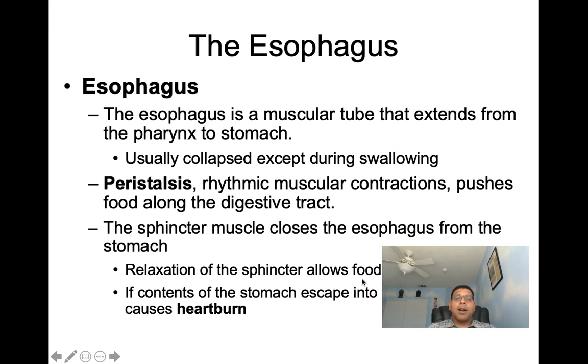Next, then, let's talk about the esophagus. The esophagus is going to be a long muscular tube that's going to pass from the pharynx through the thoracic cavity and the diaphragm and into the abdominal cavity where it joins the stomach. So it makes its way all the way down into the abdominal cavity where it's going to join the stomach. The esophagus we'll see is ordinarily collapsed, but during swallowing, it will start to expand.